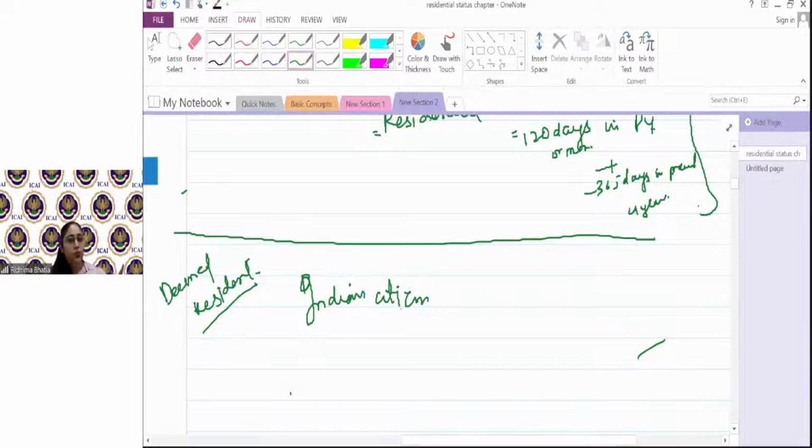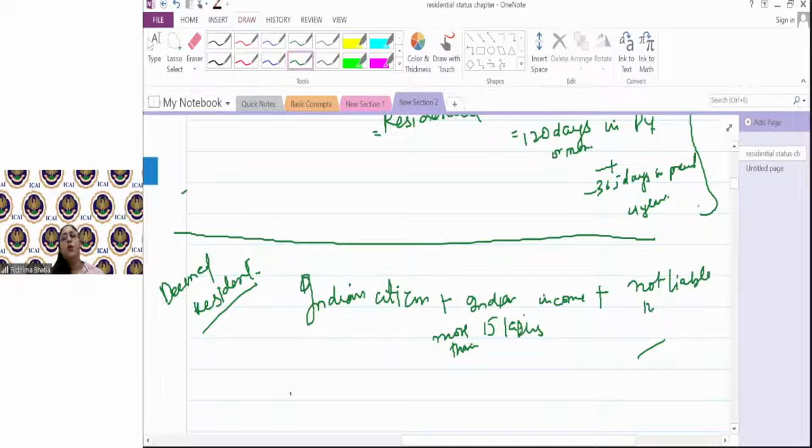Residential status as per section 6 is what we are learning, and here each term matters. Okay? So when an Indian citizen who has Indian income more than 15 lakhs, that means substantial Indian income, who is not liable to tax in any country because of his residential status or because of his income being exempt, not liable to tax in any other country because of anything, then he is a person who would be said to be deemed resident.